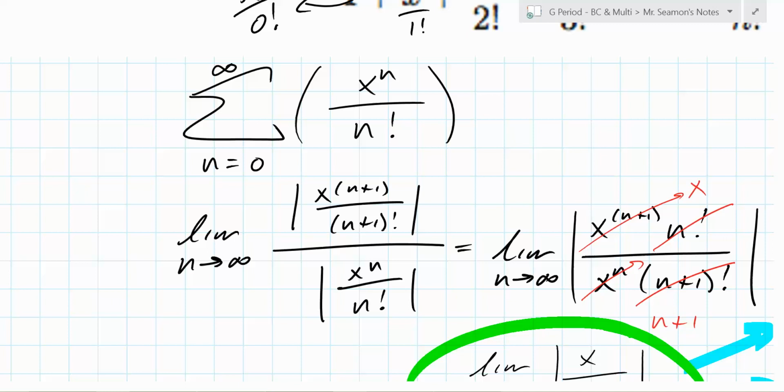It's not good enough to just say the bottom gets bigger than the top, because the harmonic series, does the harmonic series converge? No, it doesn't. But eventually, how big does n factorial get? Arbitrarily bigger than x to the n. Does that make sense? Kinda? Okay.